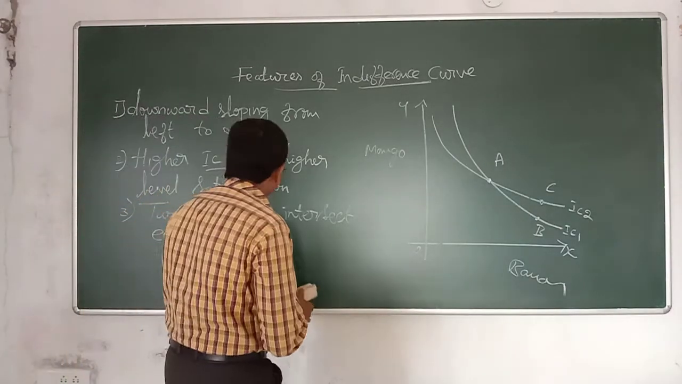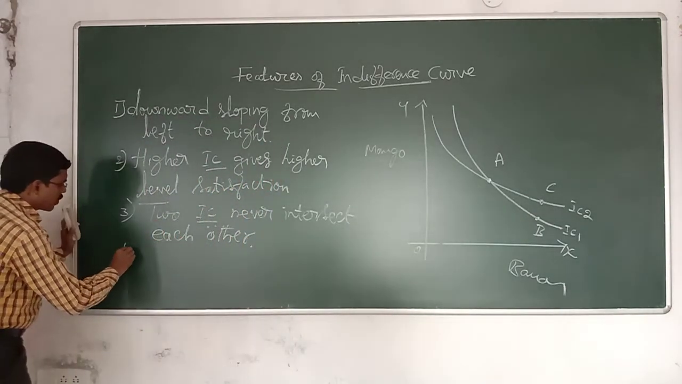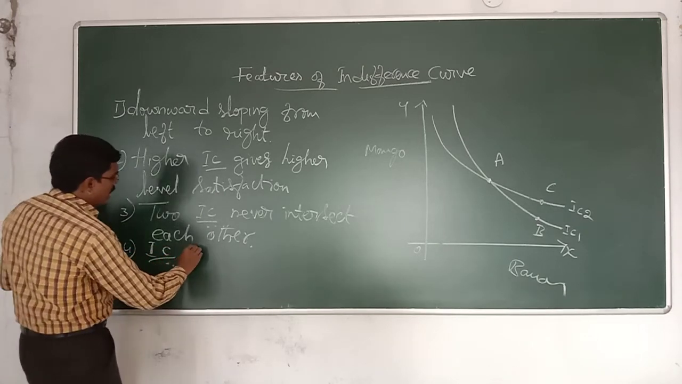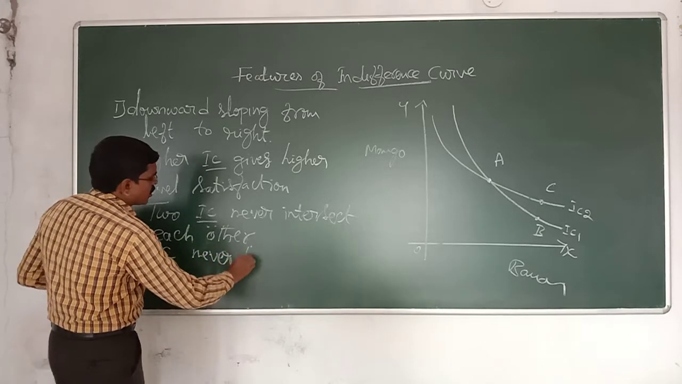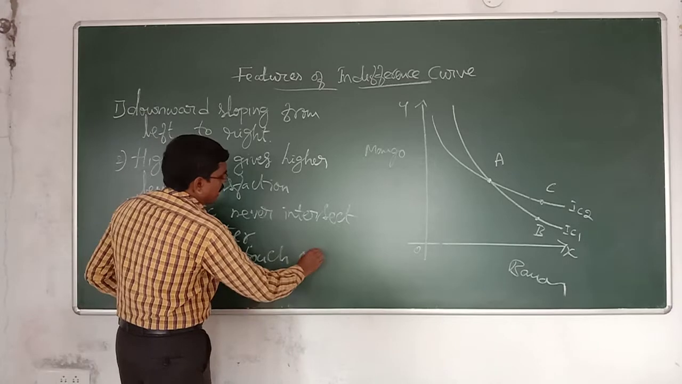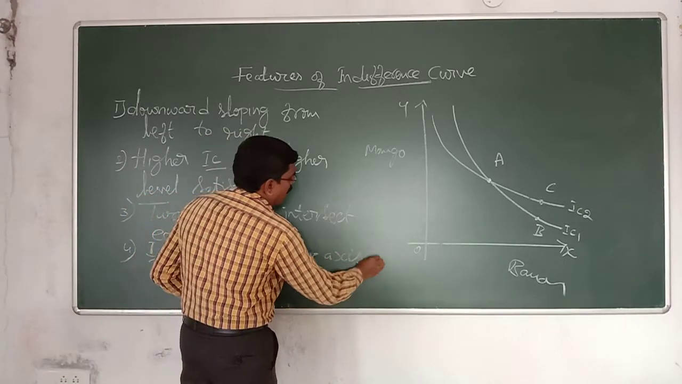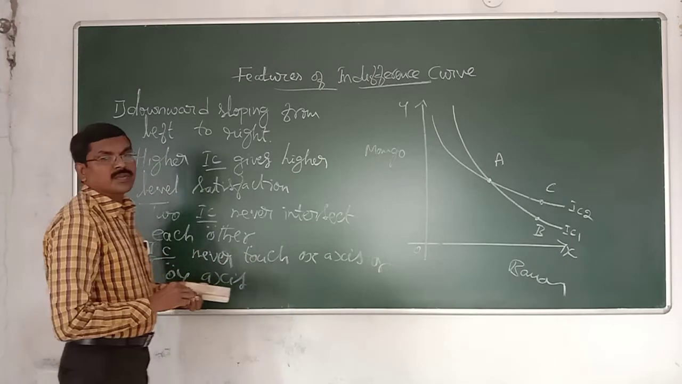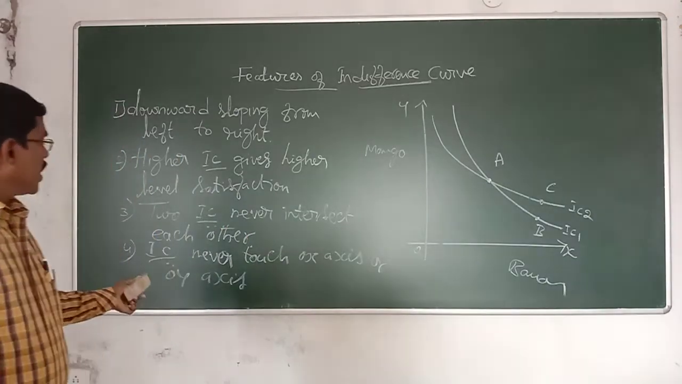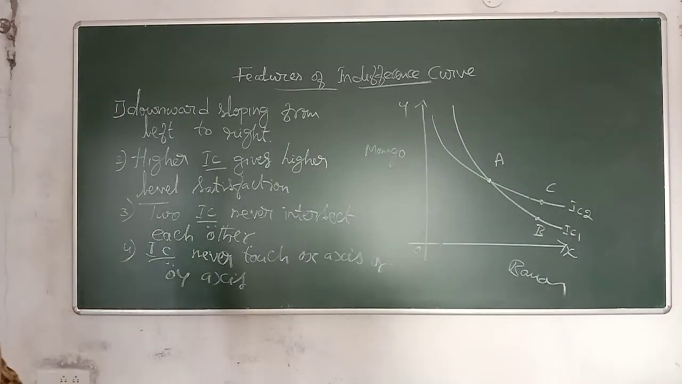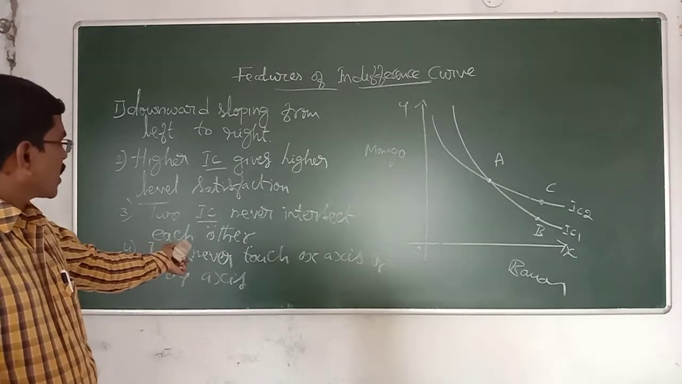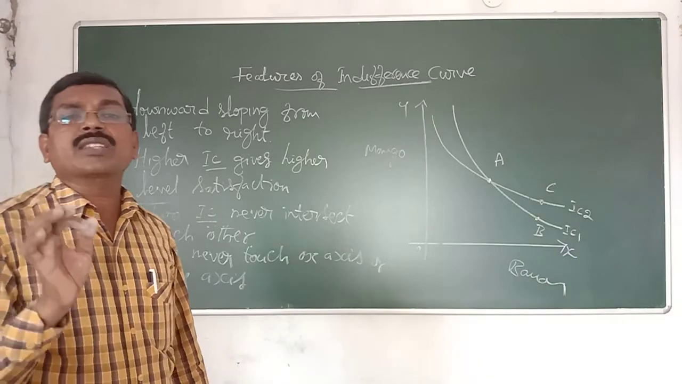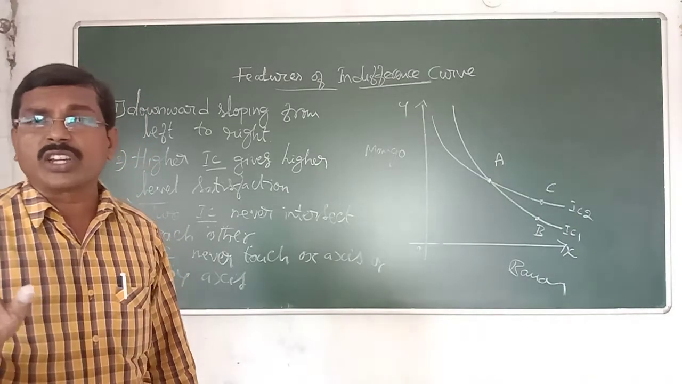So now another feature: indifference curves never touch the OX axis or the OY axis. IC means indifference curve, you know that. Indifference curves never touch the OX axis or the OY axis.